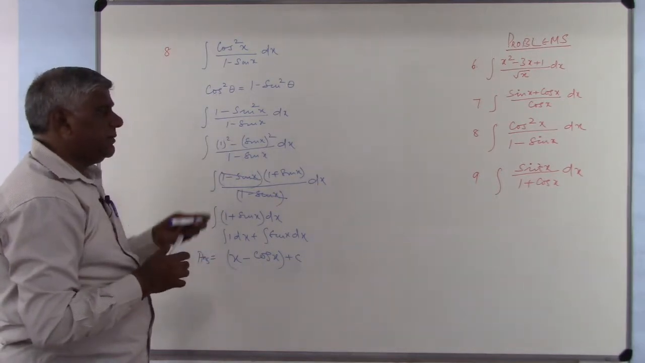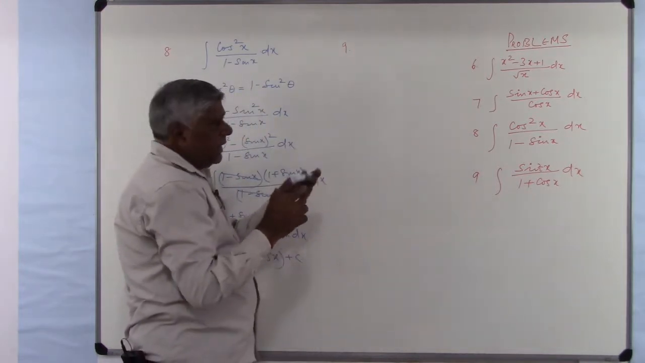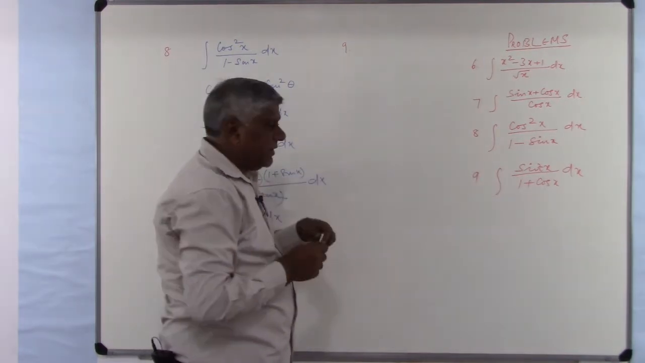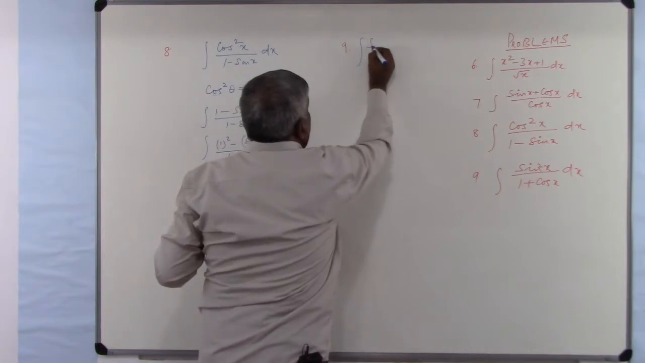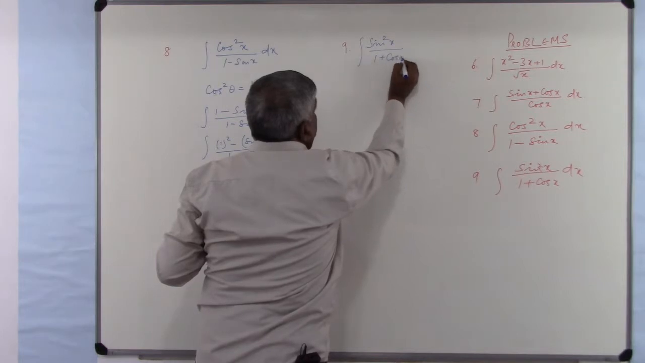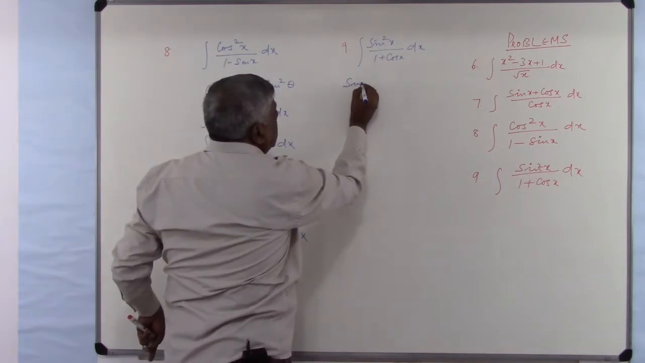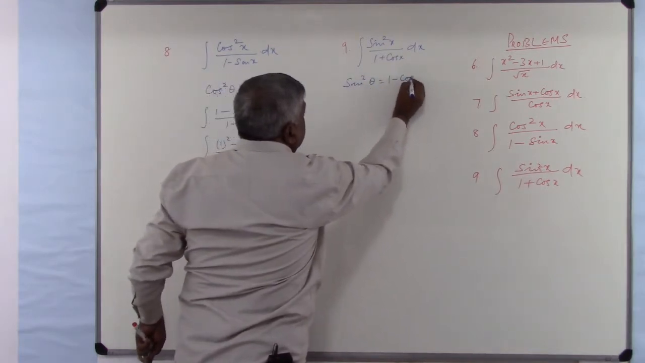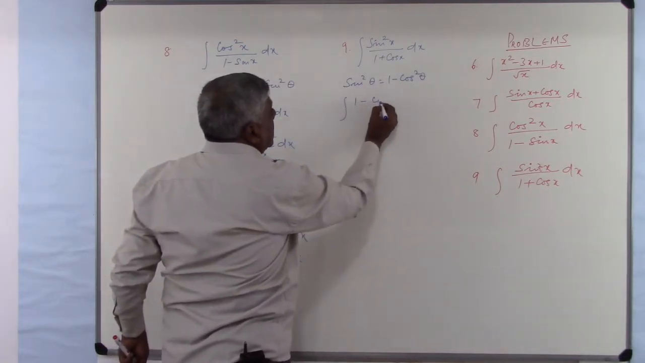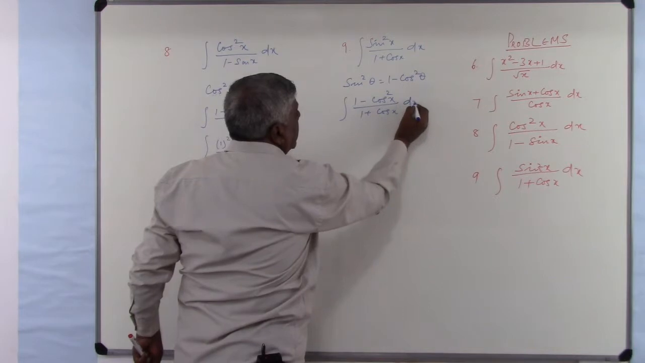Very similar to this problem. In the 9th problem, in the 8th problem we had cos square x. Here we have sin square x. That is the only difference. Now we will take integral of sin square x by 1 plus cos x dx. Here also we know that sin square theta is equal to 1 minus cos square theta, so we will write it like this: 1 minus cos square x divided by 1 plus cos x dx.